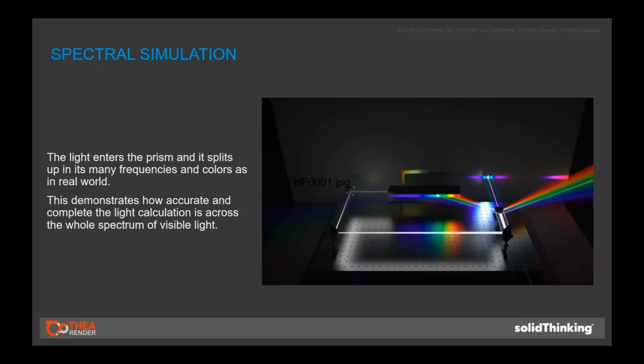Now, what is spectral simulation? In the image here on the right, you can see this beam of light bouncing on this mirror, this mirror, this mirror. First of all, it's visible in the air because there's a little fog in the air. Of course, everything is calculated here. After bouncing off this mirror, it goes into this glass prism and spreads in many directions. This is exactly what happens in the real world. It spreads in many different frequencies and colors, and this is exactly what happens in real life. This demonstrates how accurate and complete the light calculation is across the whole spectrum of light.